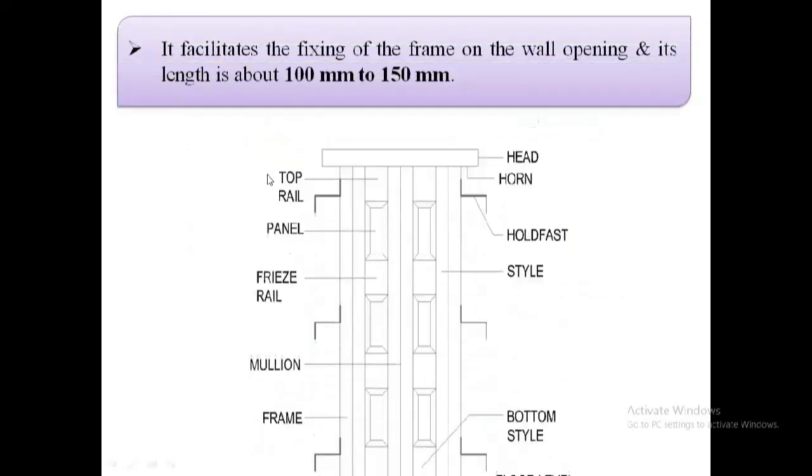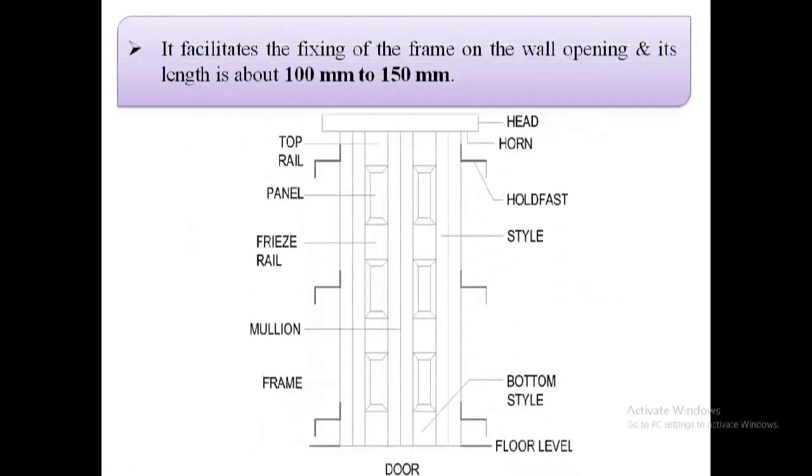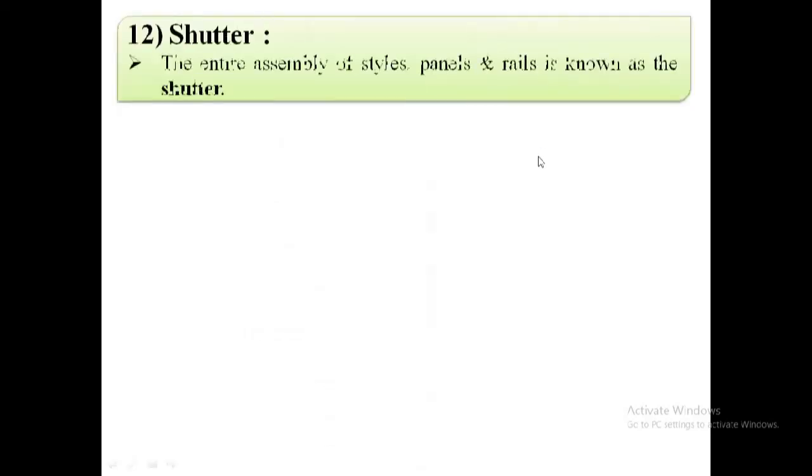Horn facilitates the fixing of the frame on the wall opening, and its length is about 100 mm to 150 mm. So, the length of this horn is about 100 to 150 mm. Next technical term is shutter.